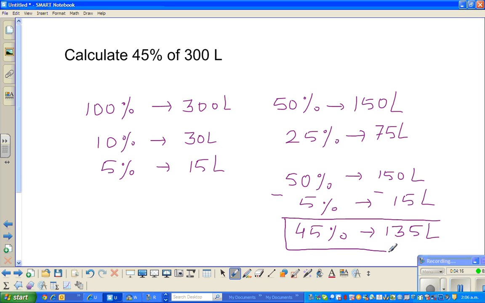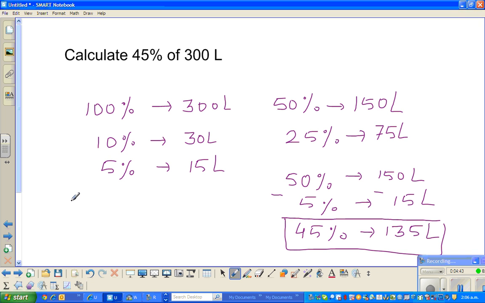So let us think whether we can do this in a different way. Okay, so what is the other way? We use this and this to get this. So we want to find 45%. We got 25% and we got 10%. How can we use this? Oh, okay. Can we think in a different way?